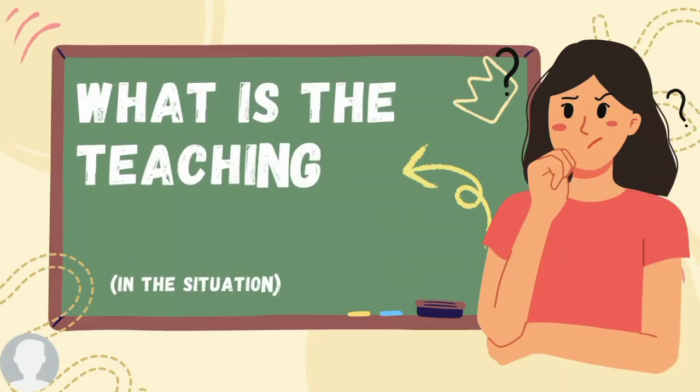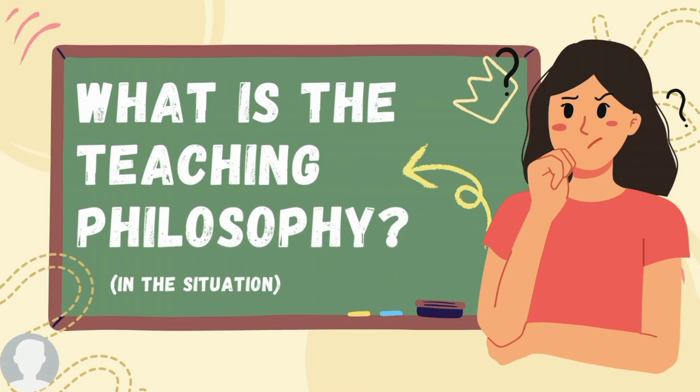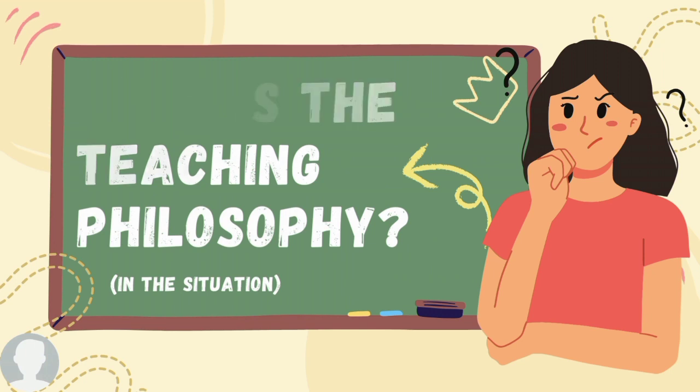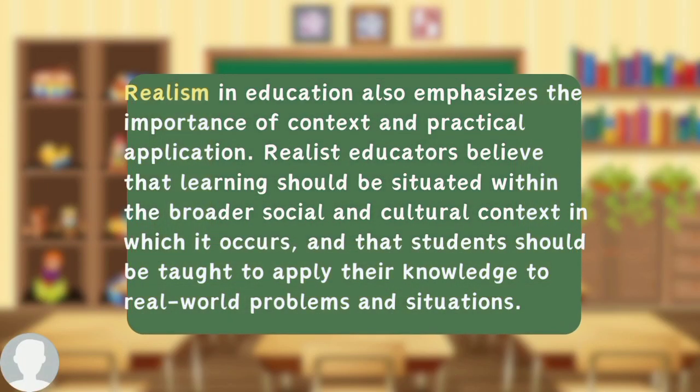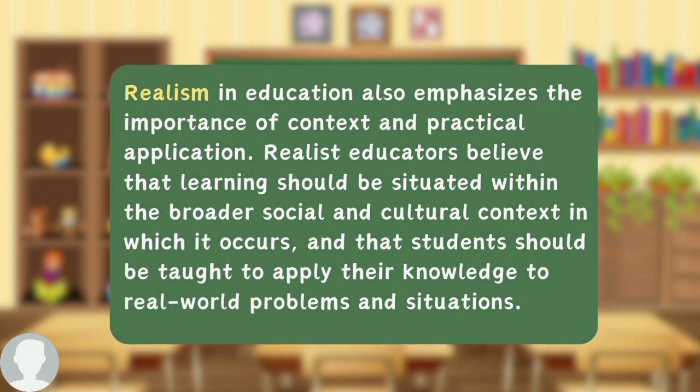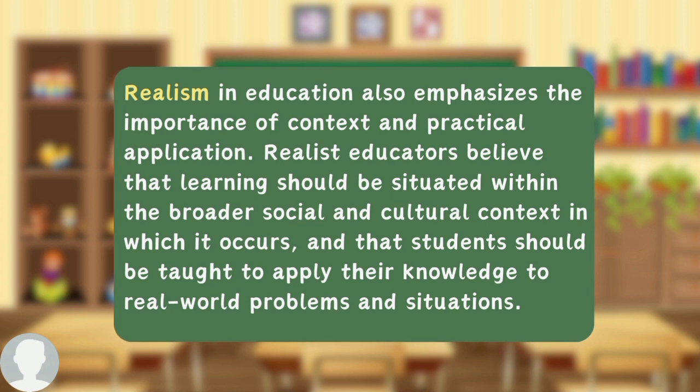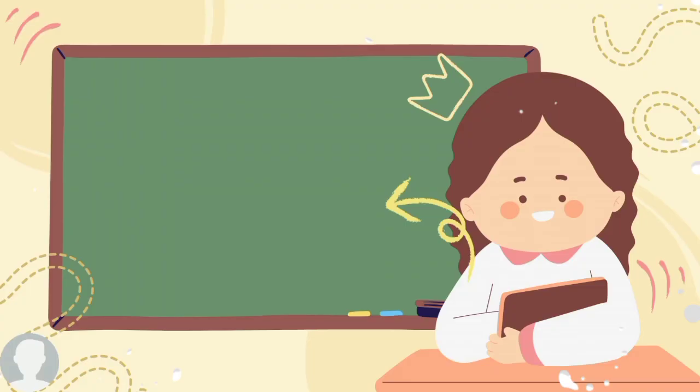In the last scenario, there is an application of knowledge in the real world. So typically, it shows the philosophy of realism. Why realism? Because realism in education also emphasizes the importance of context and practical application. Realist educators believe that learning should be situated within the broader social and cultural context in which it occurs, and that students should be taught to apply their knowledge to real-world problems and situations.